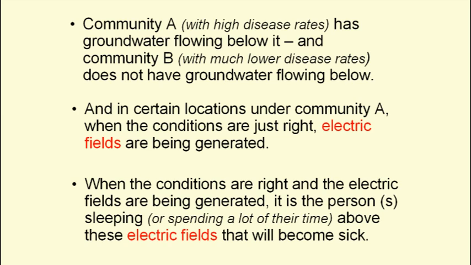Community A, that's the community with the high disease rates, has groundwater flowing below it. And Community B, with much lower disease rates, does not have groundwater flowing below. And in certain locations under Community A, when the conditions are just right, electric fields are being generated. And when the conditions are right and the electric fields are being generated, it is the person or persons that are sleeping or spending a lot of their time above these electric fields that will become sick.